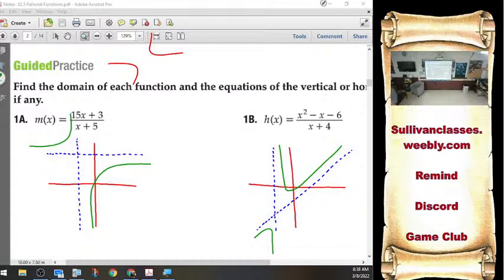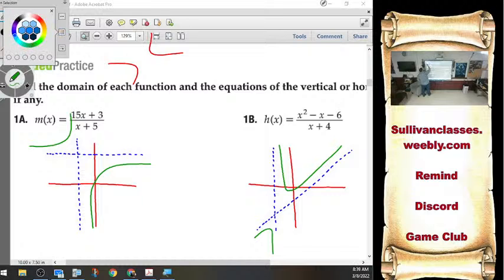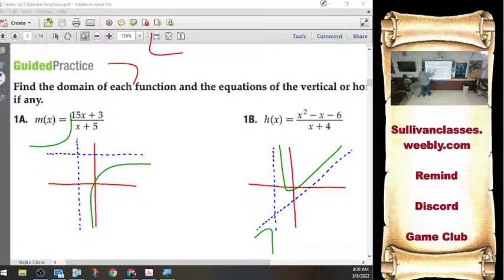First one. I set my denominator equal to 0 and solve. I think we're all good with that part. My domain, -infinity to -5, can't touch us, and -5 to infinity. Which means I have a vertical asymptote at x is -5. Again, remember to actually put it as a line, like x equals, don't just say -5.